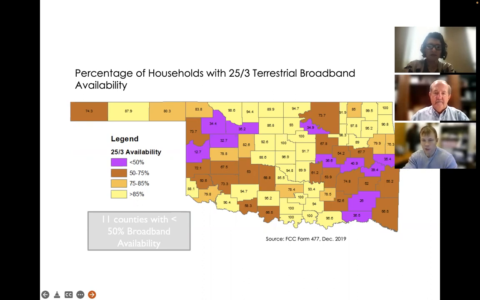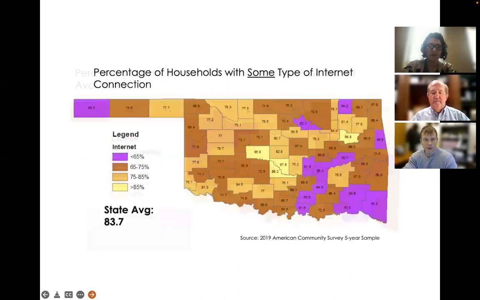You can see a lot of the more urban areas, if you look and hone in on Oklahoma City and Tulsa, Comanche County, even Payne County, the numbers are closer to the 90s, if not close to 100. So really good broadband availability there. In our more rural parts of the state, we just don't have that availability.